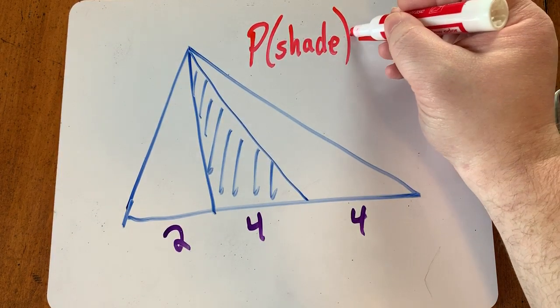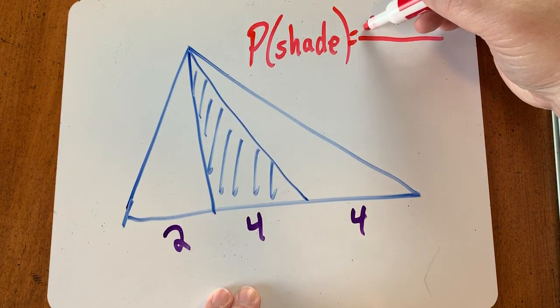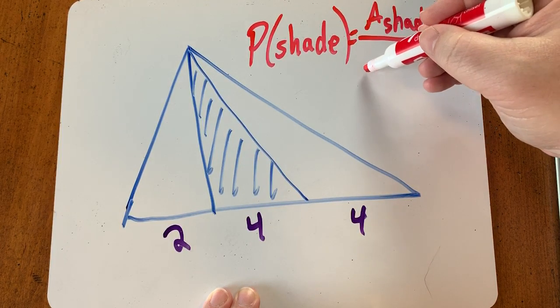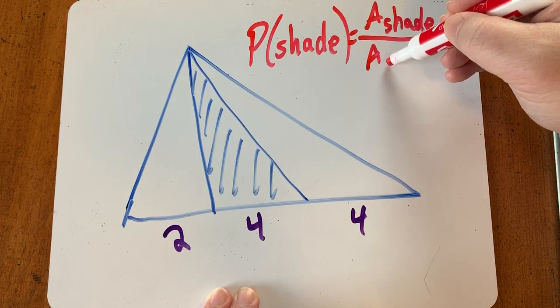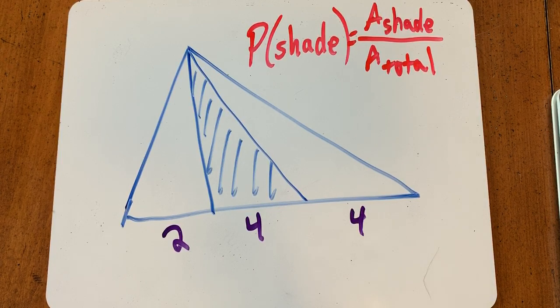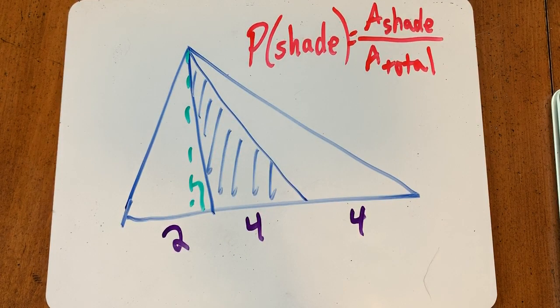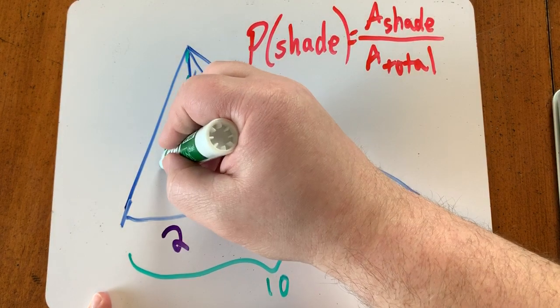So to find that, oops, forgot my equal sign. For geometric probability, the favorable outcomes would be the area of the shaded region, and the possible outcomes would be the total area. In this case, all of the triangles have the same height, and that's 10.